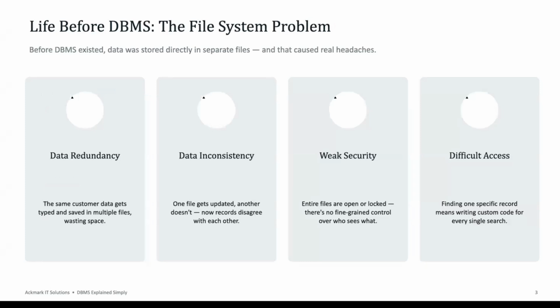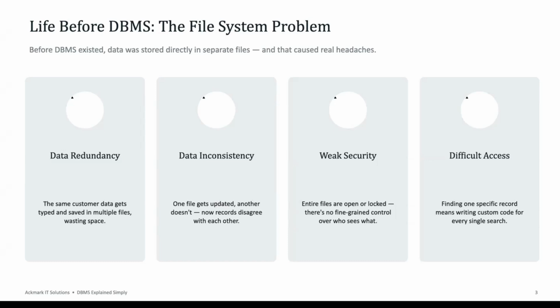Okay, here's where the story gets interesting. Picture an office back in the day. Before databases were a thing, every employee has their own folder of paper files. Sounds fine until you realize what actually happens. Sarah in sales writes down a customer's address in her folder. Meanwhile, Tom in support writes down the same customer's address in his folder. Now the customer moves houses, and only Sarah gets the memo. Tom's copy is now wrong. That's data inconsistency, and it happens constantly.